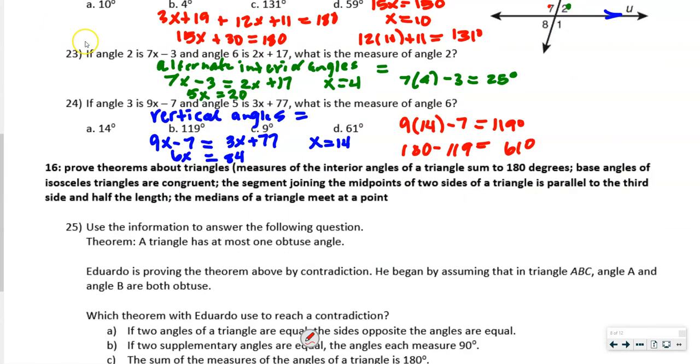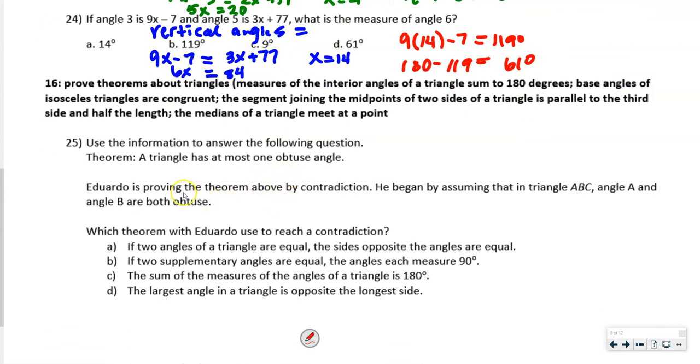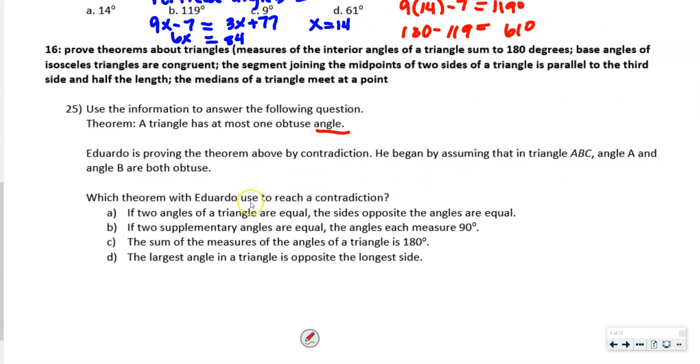Okay. All right. The next one says use the transformations to answer the following questions. A triangle has at most one obtuse angle. So we know we're talking about angles here, okay? So Eduardo is proving the theorem above by contradiction. He begins by assuming that in triangle ABC, angle A and angle B are both obtuse, okay? So if he does that, this says if two triangles are equal, the sides are opposite, the angles are equal. So, okay, so that's not going to really help us. If two supplementary angles are equal, then the angles in each measure are 90. Two supplementary angles are equal. That's not a guaranteed statement, number 2. Okay, so that's not going to be our answer.